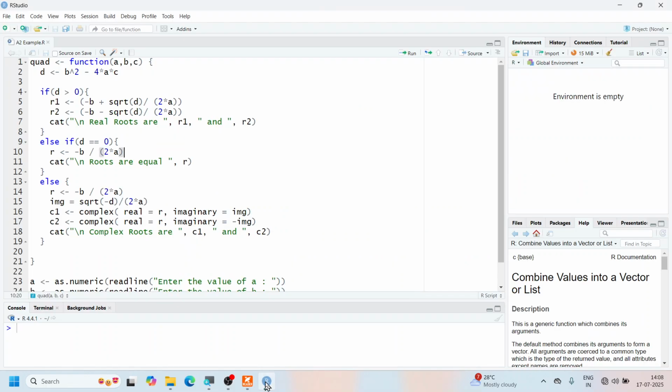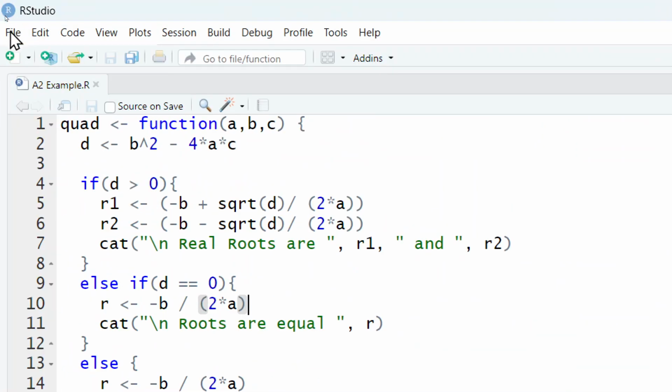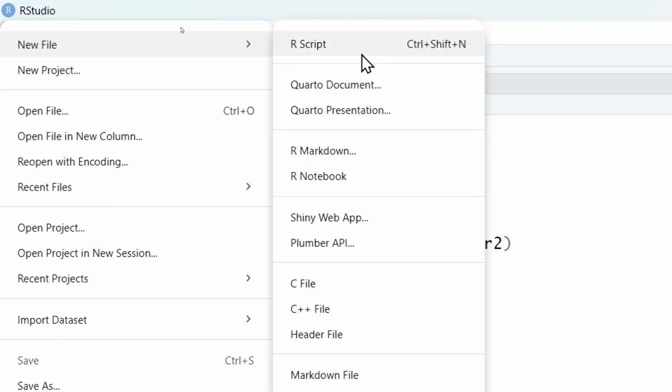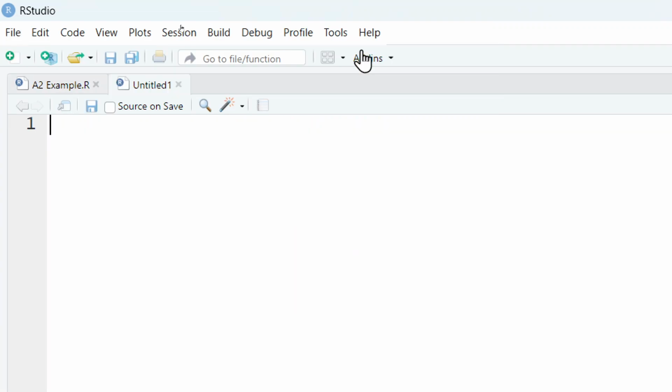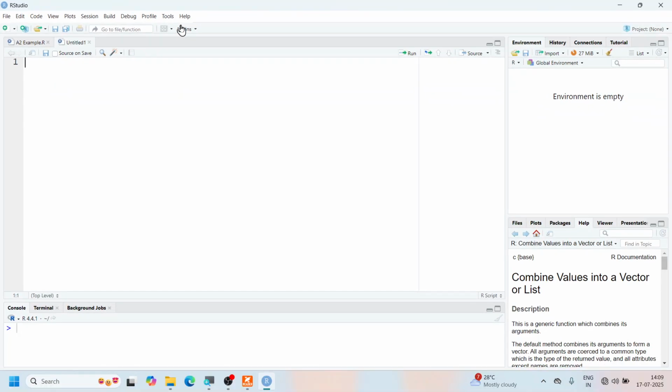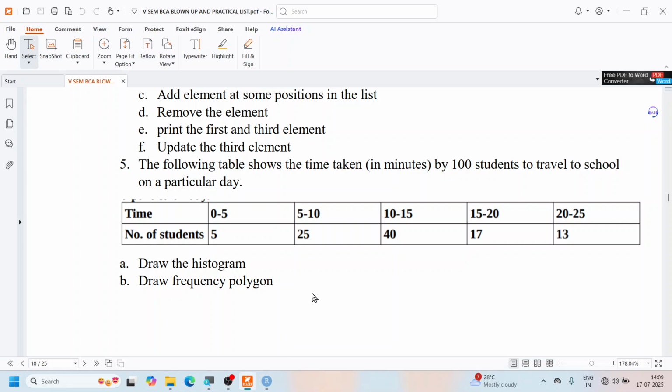So let me go ahead with the program. I'm going to go to RStudio, click on File, and say R Script here. Let us start the program and first look at this table. I'm going to get this frequency distribution first.